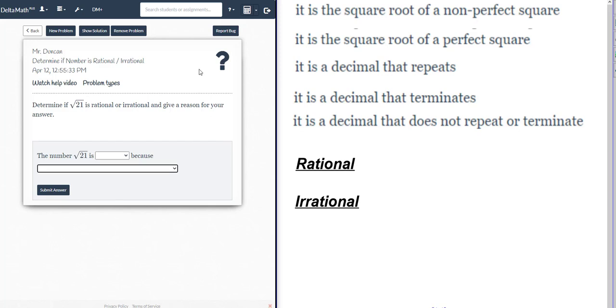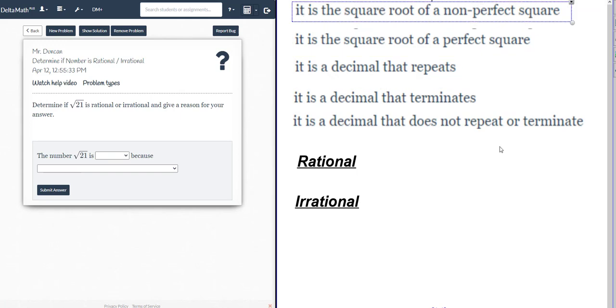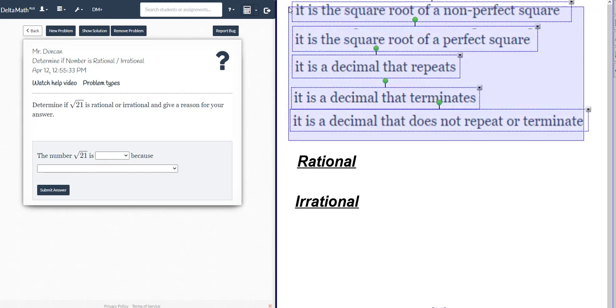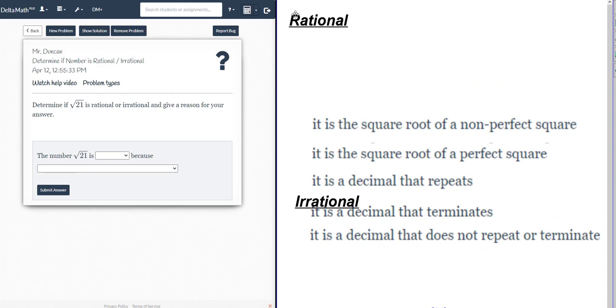Question 2. Determine if the square root of 21 is rational or irrational and give a reason for your answer. So what I did here is I took all our different choices over here, and what we're going to do is I'm just going to sort these into a list so we can review what is rational versus irrational. So I'm going to start with rational.